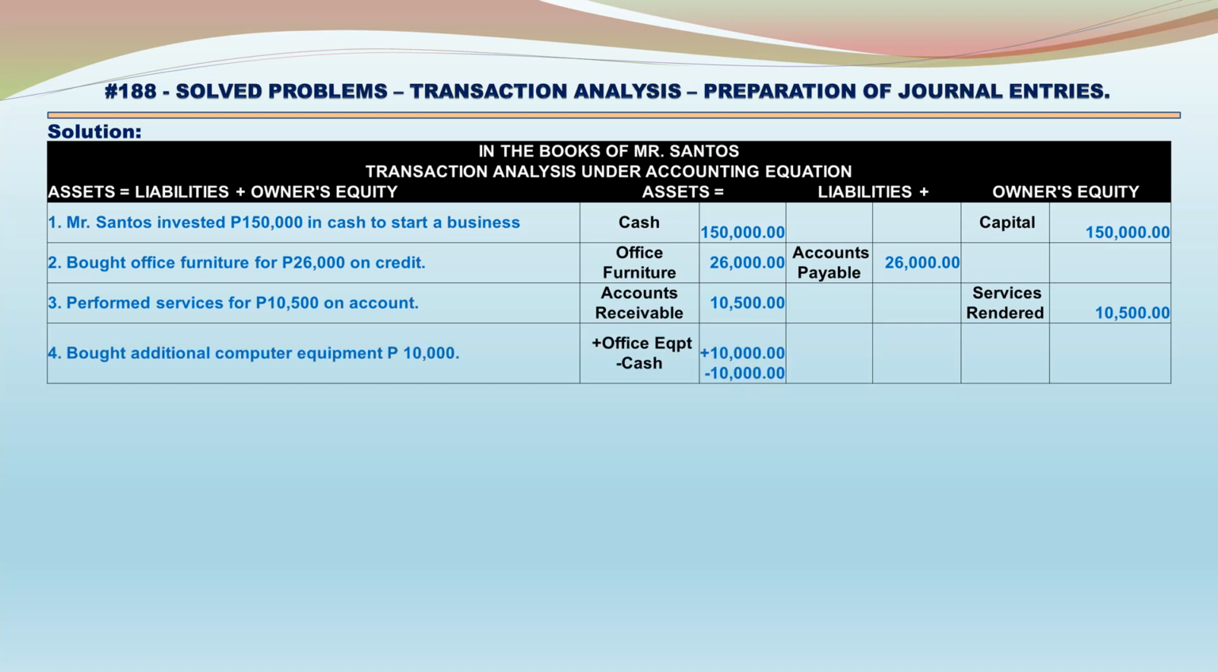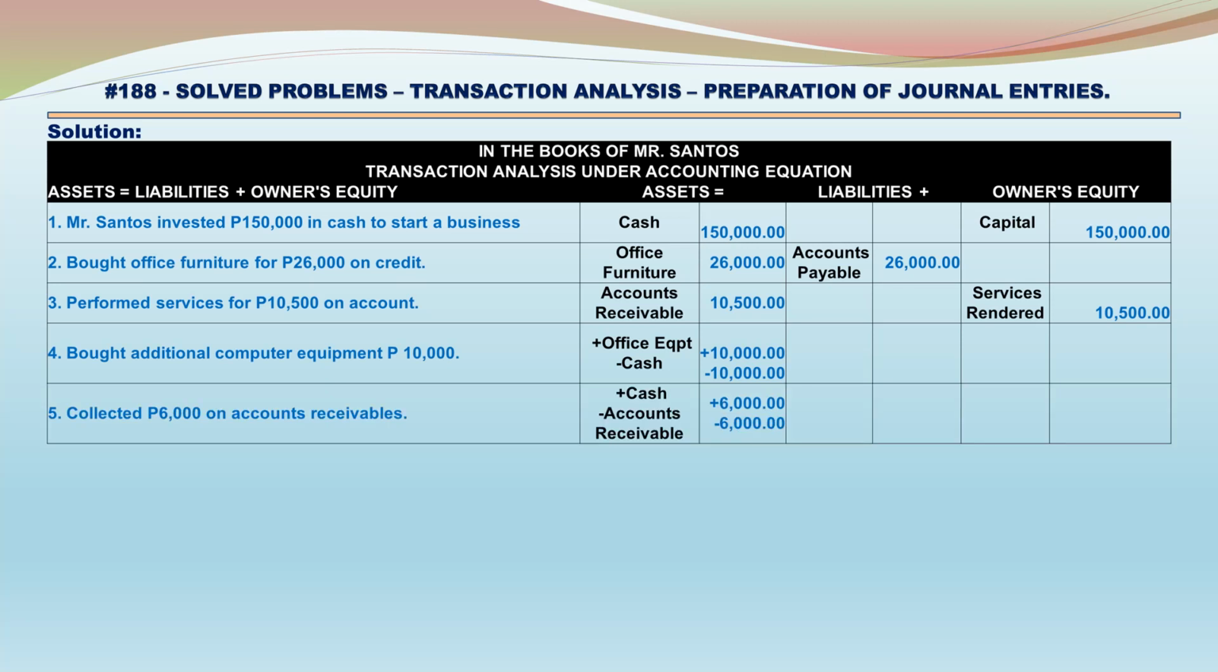Transaction 4. Bought additional computer equipment for 10,000. Assets, office equipment debit 10,000, cash credit 10,000 in assets. Transaction 5. Collected 6,000 on accounts receivable. Asset, cash debit 6,000; asset, accounts receivable credit 6,000.